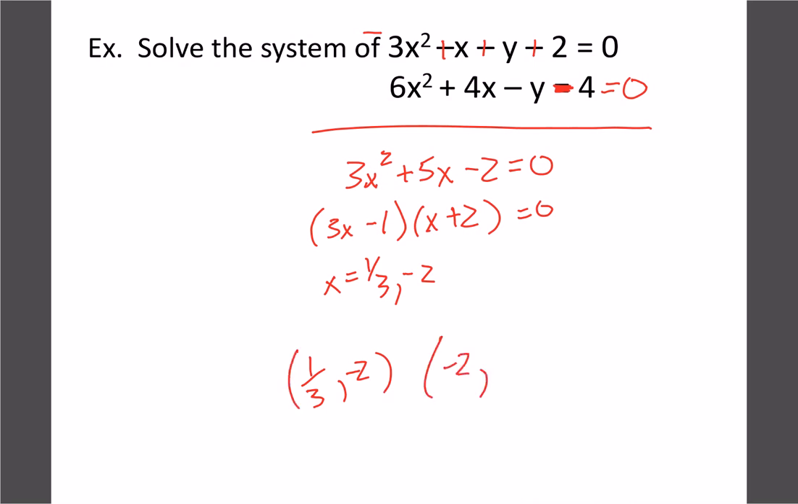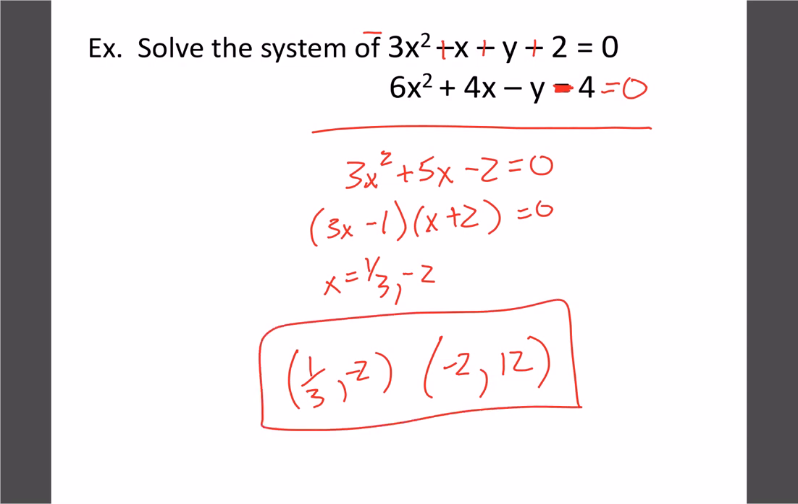And then our second one would be negative 2. And when we do that one, we got 4. So that's 12. Plus 2 would be 14. Minus 2 is 12. So negative 2, 12, I think was our second solution. And that's it. So elimination works well. Just make sure everything's lined up, cancel out your y's, and solve from there.